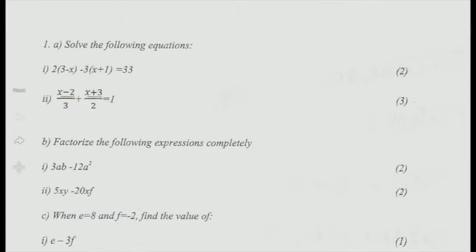We have to say 2 times 3, which will give us 6, 2 times negative x, which will give us negative 2x. Negative 3 times x is equals to negative 3x. Negative 3 times 1 is negative 3, which is equals to 33. The number outside the bracket multiplies everything that is inside the bracket. This 2 has multiplied the 3 minus x. This negative 3 has multiplied the x plus the 1.